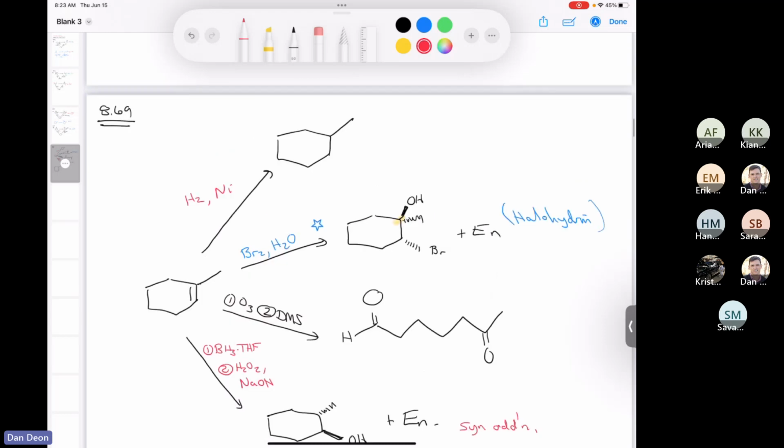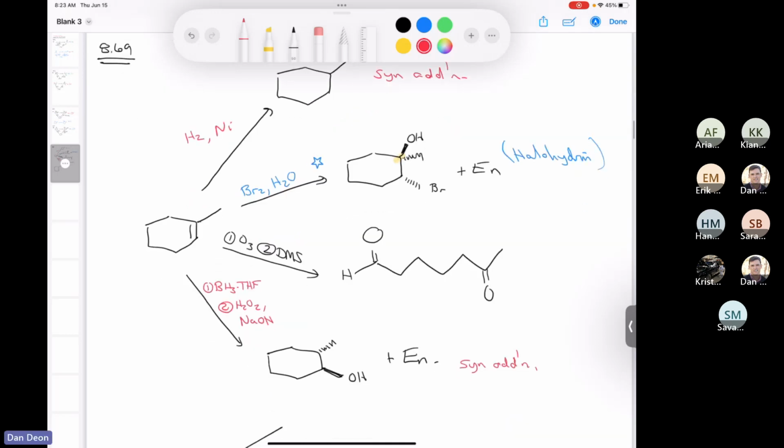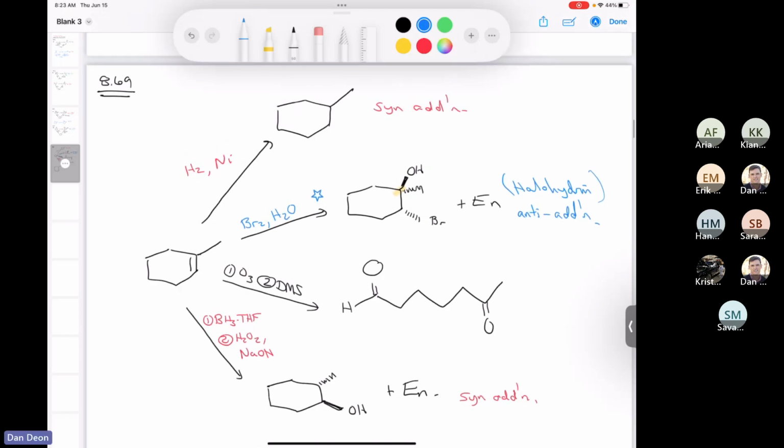There we go. And remember that the hydrogenation is also syn addition. It's not really relevant here because you don't form any stereocenters. And then, of course, the halohydrin formation, remember that's anti-addition. All right, so that covers those problems. So we finished those two problems.